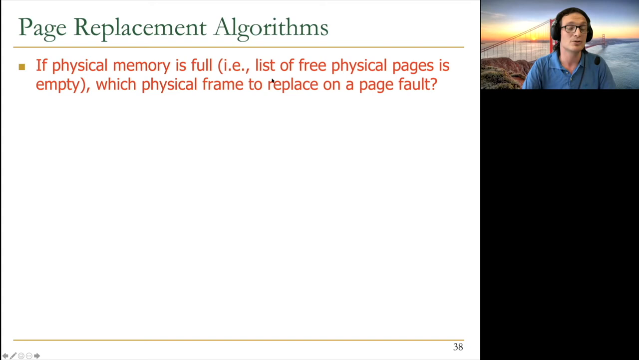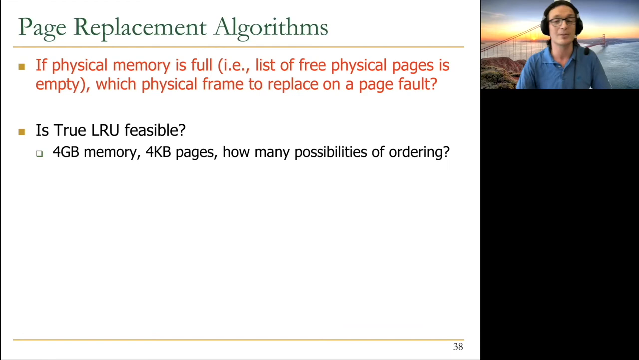Okay, so is true LRU feasible? We have 4 gigabyte memory, 4 kilobyte pages, how many possibilities of ordering? So true LRU is not even feasible in a 32-way associative cache. Now it's actually huge, right? So it doesn't make sense. And true LRU is not necessarily a good idea anyway, right?